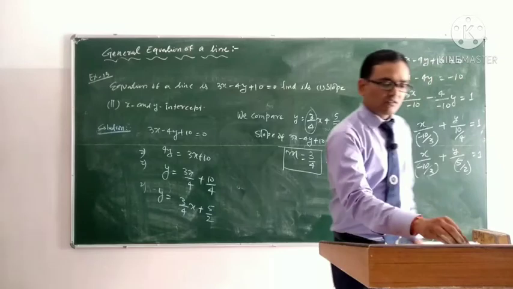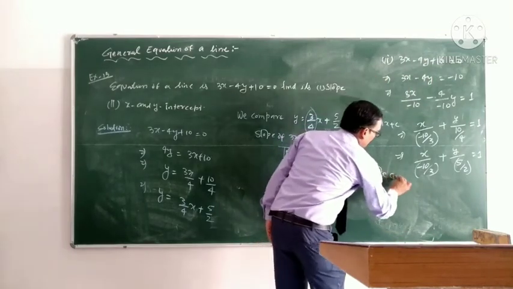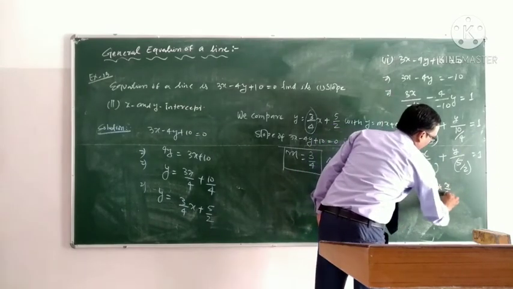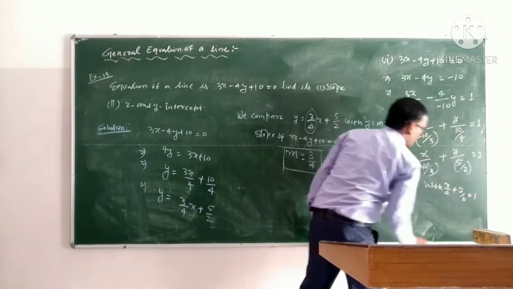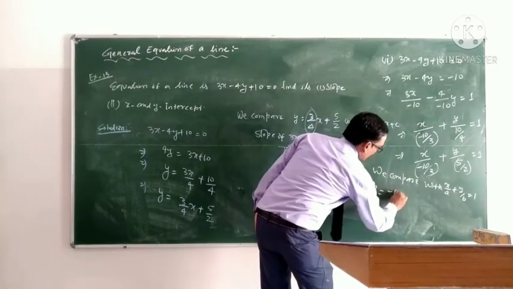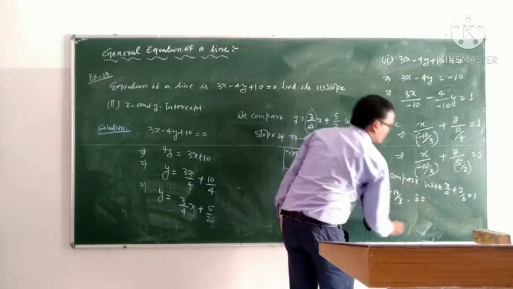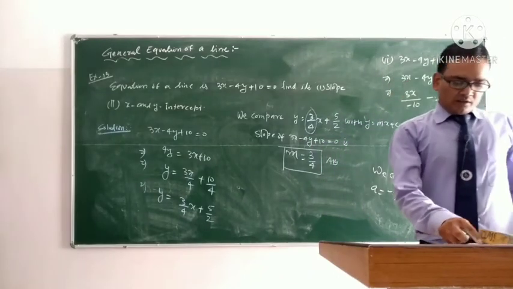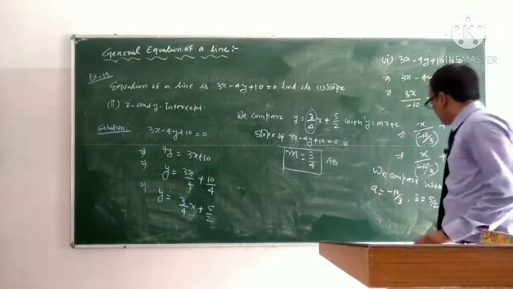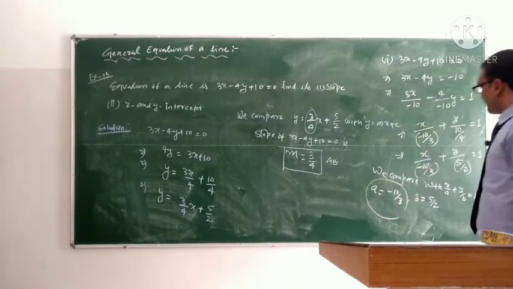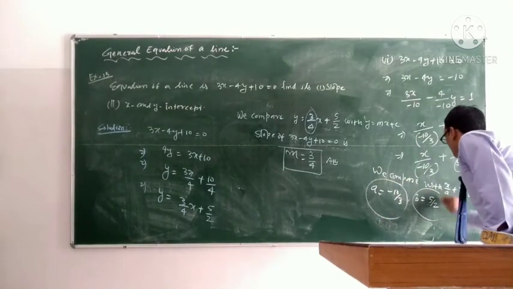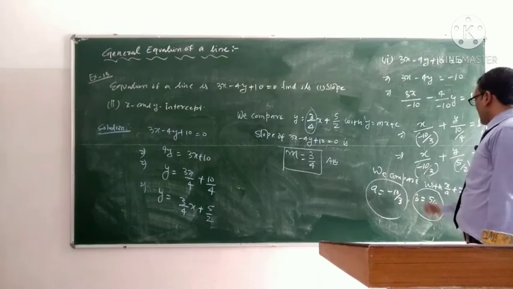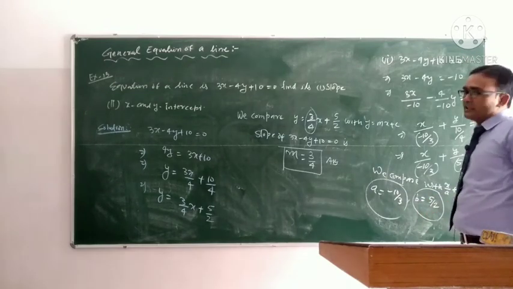We compare this equation with x upon a plus y upon b equal to 1. Then we find a equal to minus 10 by 3 and b equal to 5 by 2. Okay students, here your answer is the x-intercept is minus 10 by 3 and the y-intercept is 5 by 2.